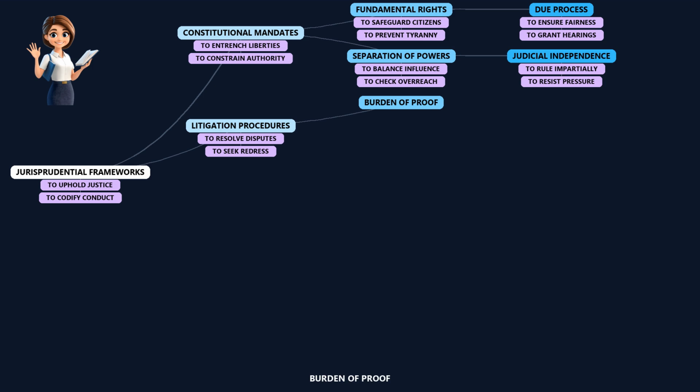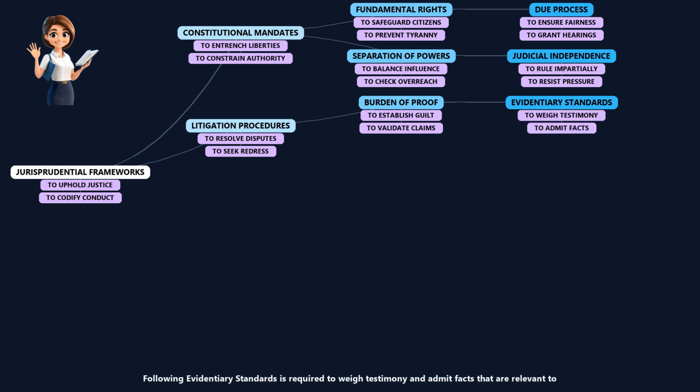Burden of proof. Proving the burden of proof is the standard method to establish guilt and validate claims during a legal battle. In short, it is the job of the person making the accusation to show the jury that they are telling the truth. Evidentiary standards. Following evidentiary standards is required to weigh testimony and admit facts that are relevant to the case. In other words, we are using very strict rules to decide which pieces of information are good enough to be shown in court.